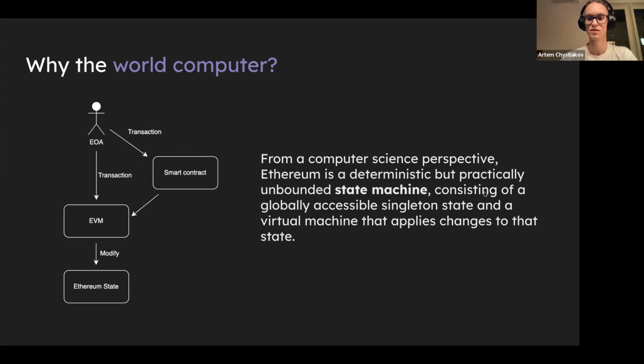And the blockchain consists of a globally accessible singleton and a virtual machine that applies changes to the state. So the globally accessible singleton state is the current representation of the blockchain, and what applies the changes to the state is the Ethereum virtual machine that you interact with when you're sending transactions. We have a small diagram here.